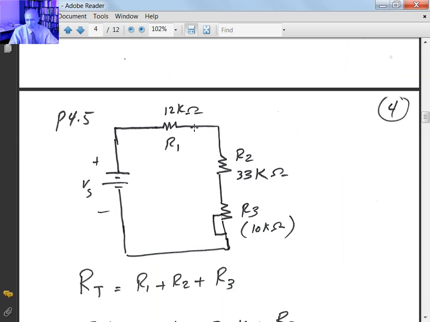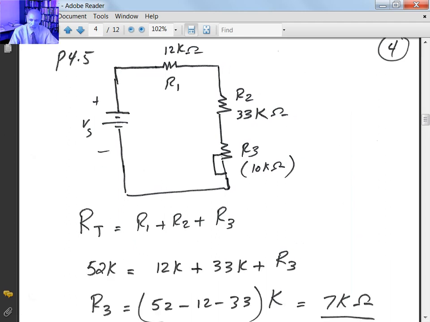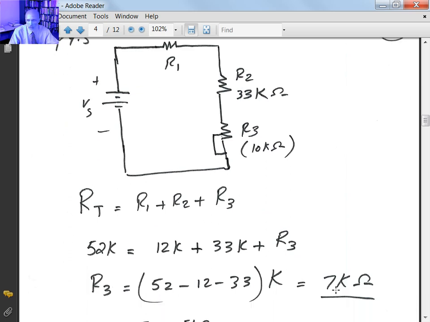R total will be equal to R1 plus R2 plus R3 settings, and if you want that to be 52K, then you can determine what R sub 3 is. That's what you need to put your pot setting at. When they have the resistor or the pot like that with the parentheses, whatever's inside the parentheses, that's a maximum resistance value for the pot.